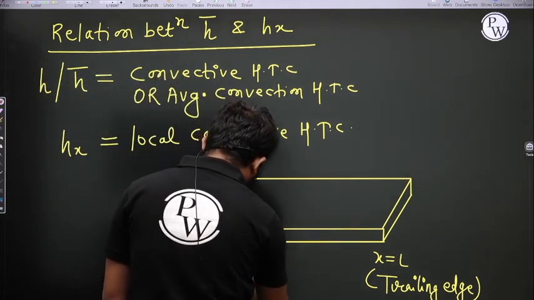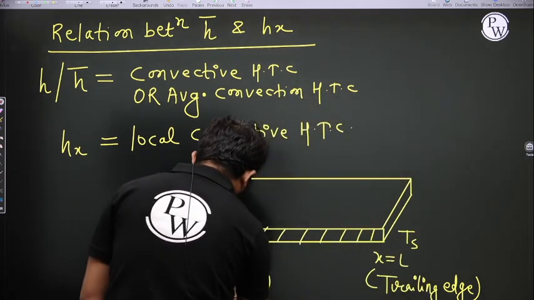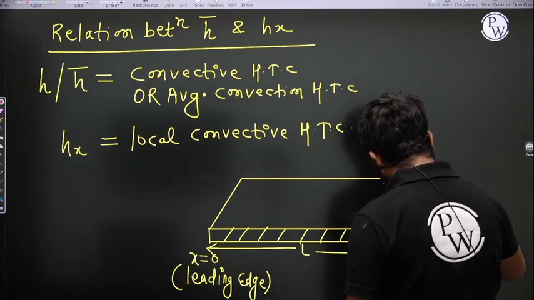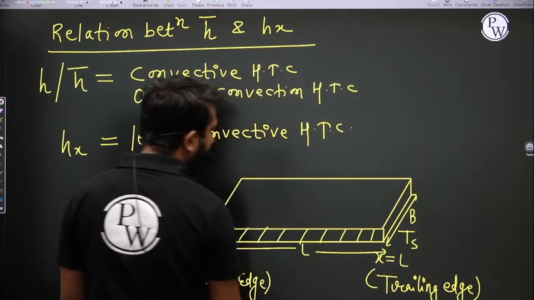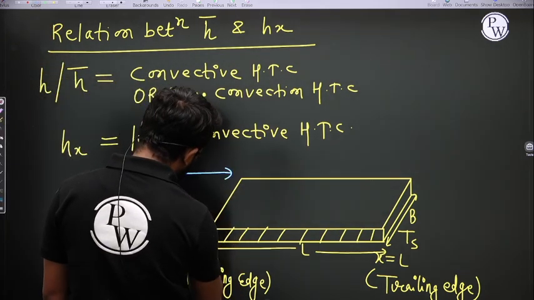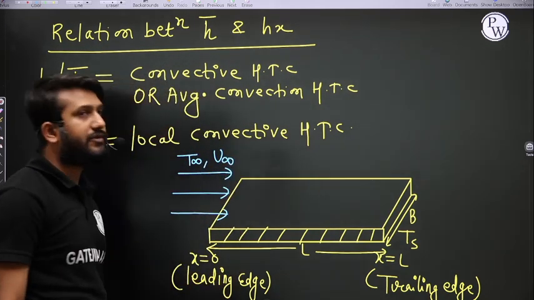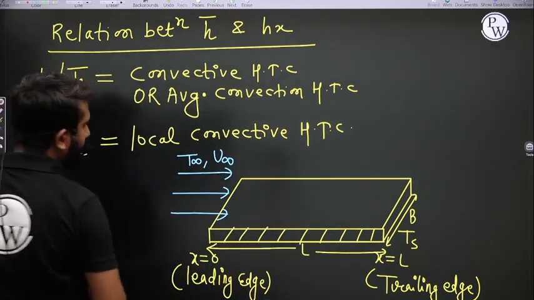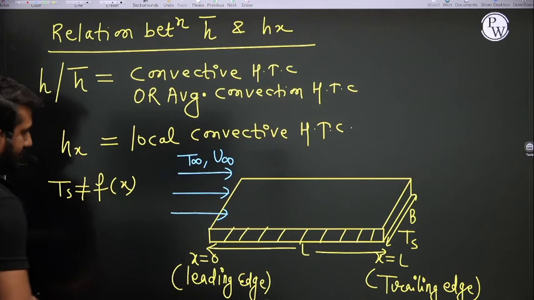Okay, and this plate temperature I am assuming is Ts, the length is L, and the width, which is perpendicular to the monitor, is B. Ts is the plate surface temperature, and above the plate fluid passes with velocity u infinity and the temperature is T infinity. And as I'm assuming, first assumption is Ts is not a function of x.